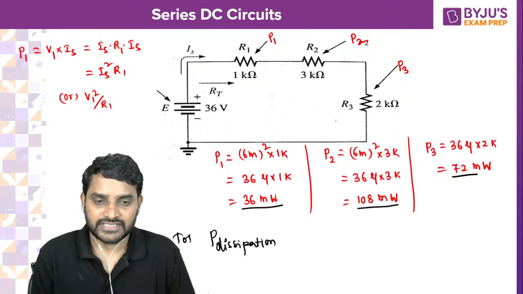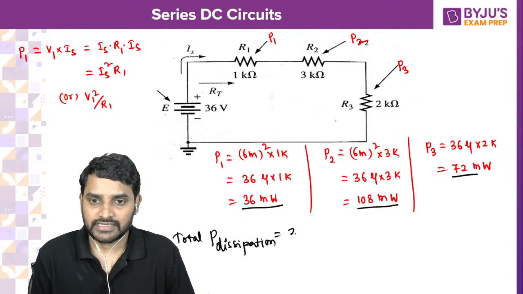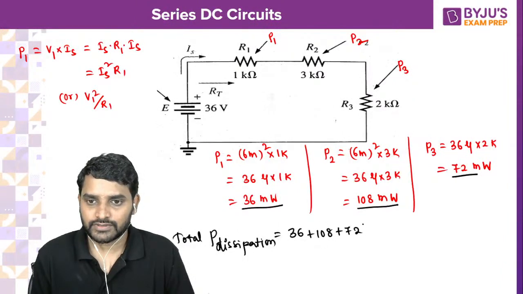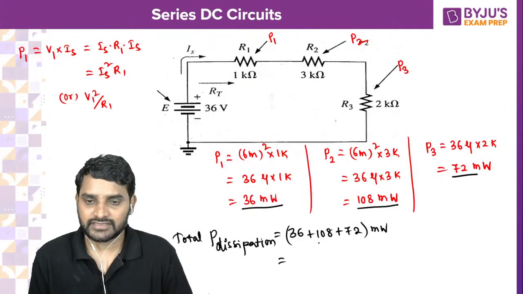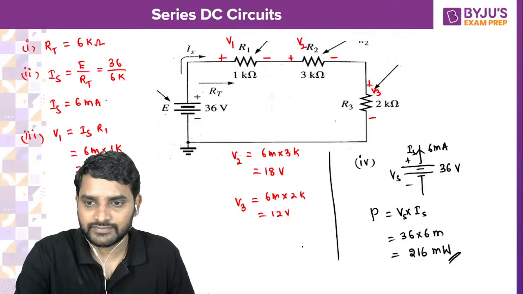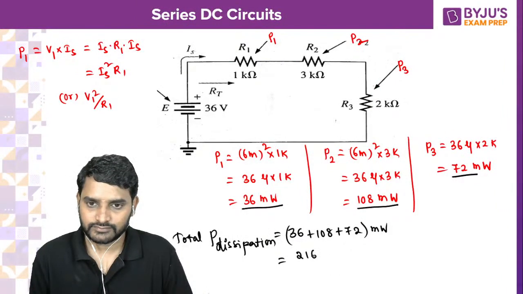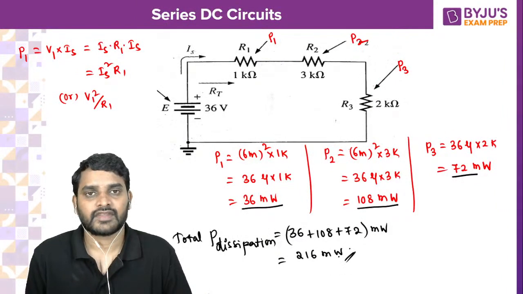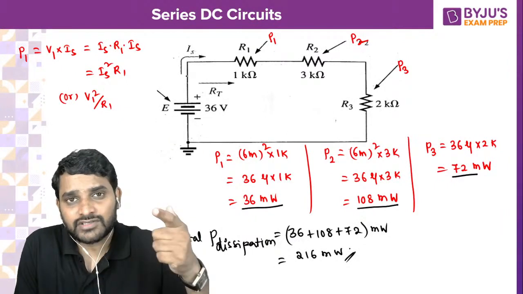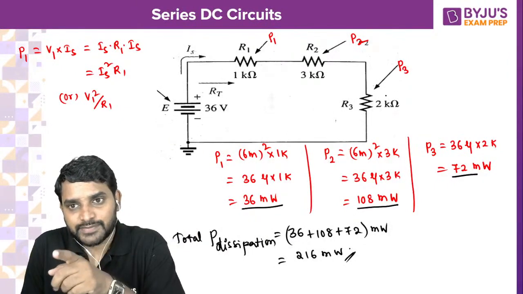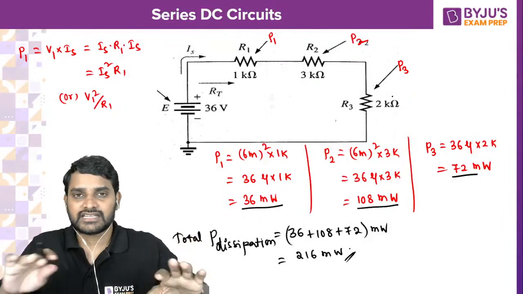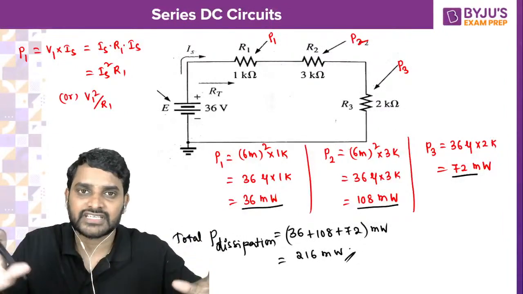Total power dissipation is how much you are going to get? 36 plus 108 plus 72, all milliwatts. So it will be, I think, 260 now? Definitely it has to match 260. Power delivered by the source is equal to power dissipated by the resistors, so that it has to satisfy the law of conservation of energy.